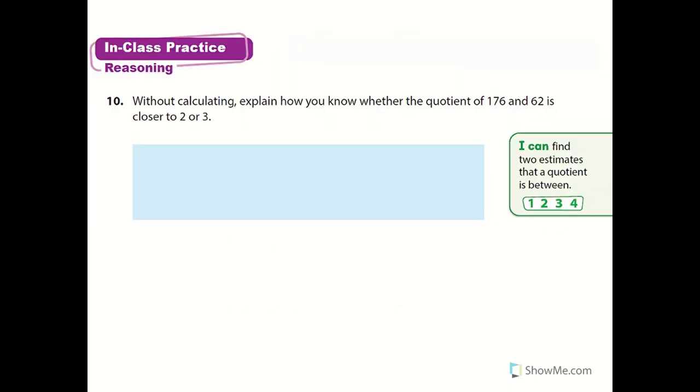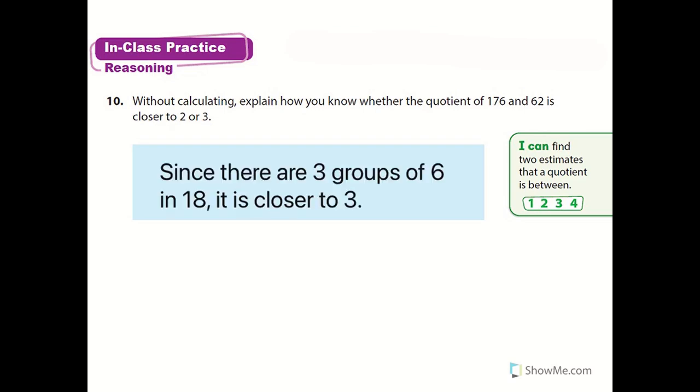All right. Number 10 says, without calculating, explain how you know whether the quotient of 176 and 62 is closer to 2 or 3. Well, here's what I'm going to say. Since there are 3 groups of 6 and 18, it is closer to 3, right? I'm using 6 and 18, yeah, because 18 is close to 17.